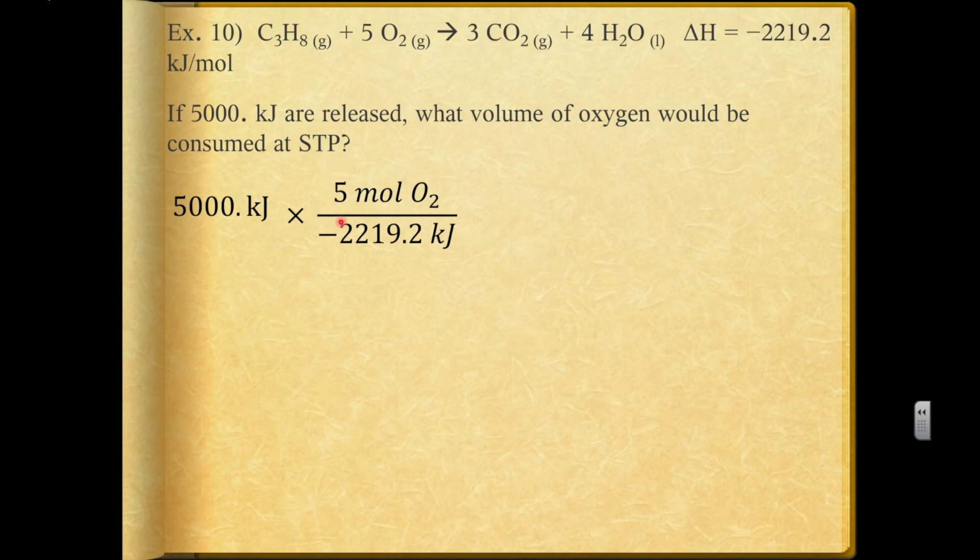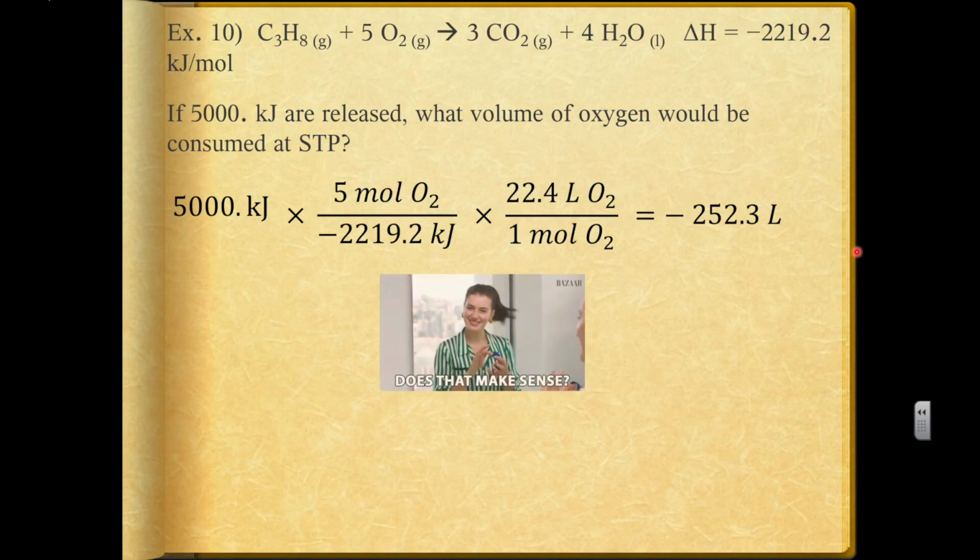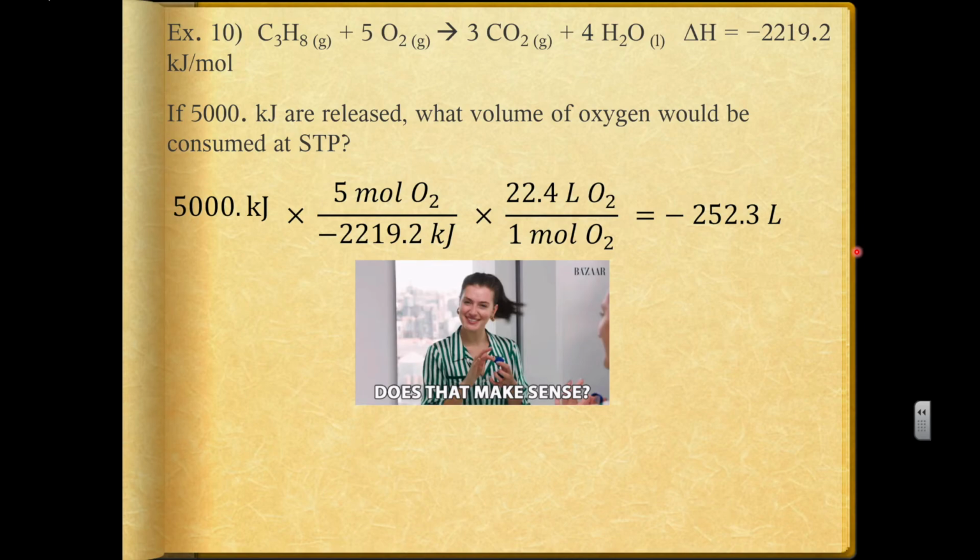Now notice that you have negative 2,219.2. That came from the delta H right here, and that's how many heat units per reaction. Well, in this reaction, we had 5 moles of O2, so that's why we have to put 5 moles right there. So then we are going to convert moles into liters. We remember that 22.4 liters is 1 mole. And then it is negative 252.3 liters. All right, good.